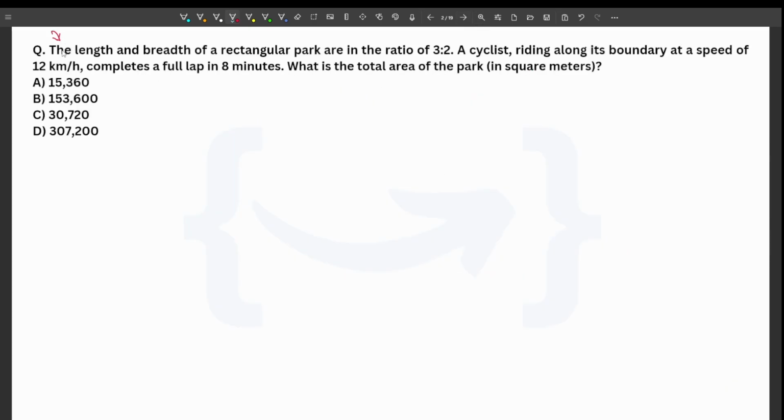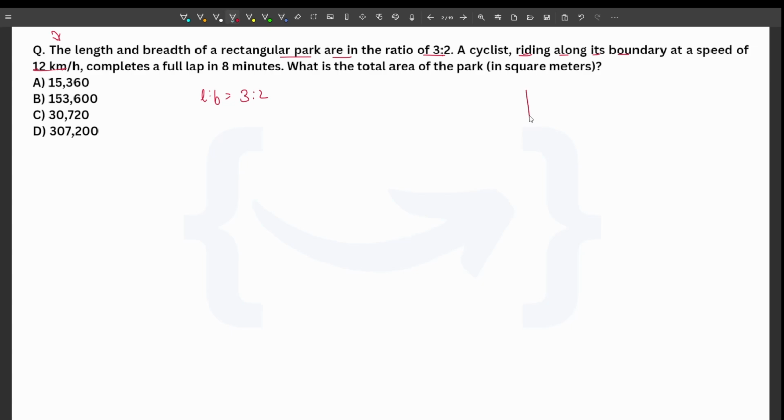So this is the very first question of our video, which is: the length and the breadth of a rectangular park is in the ratio of 3:2. Okay, so my length and breadth ratio is 3:2. I make a note of it. Then a cyclist is riding along its boundary at a speed of 12 km per hour.